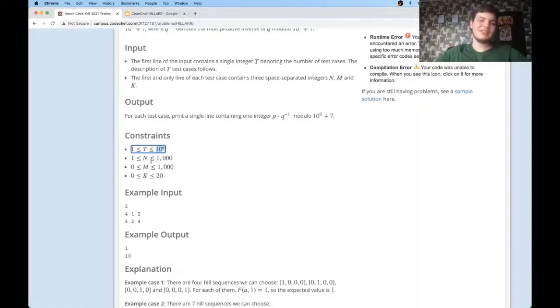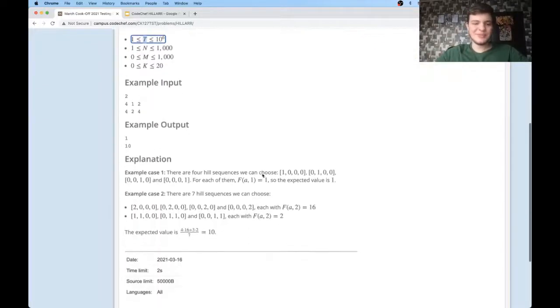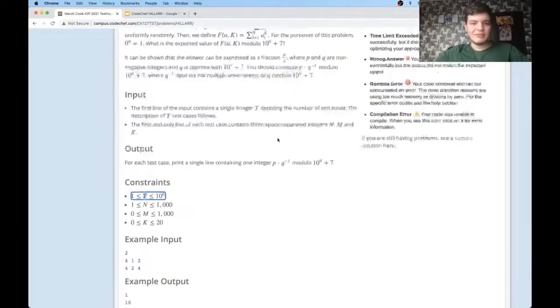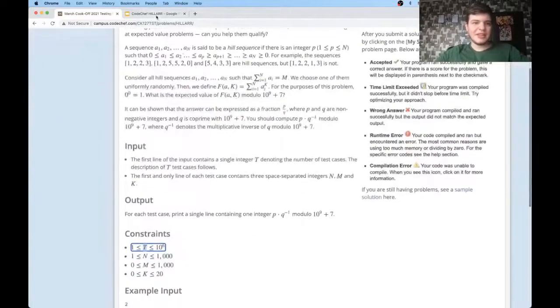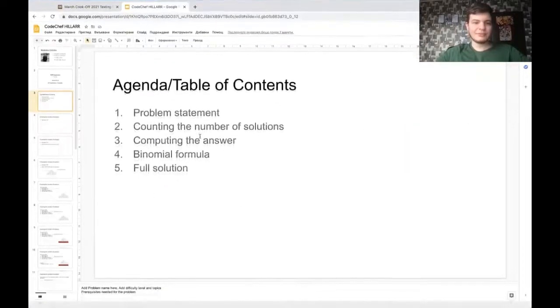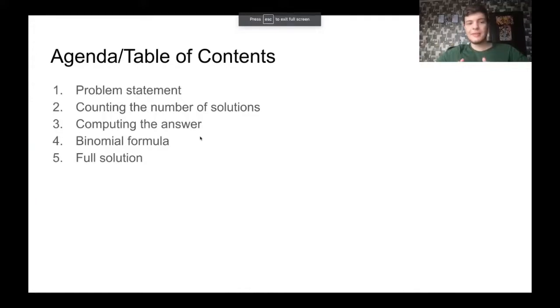So yeah, the fact that we have a lot of tests should suggest that we need to do some pre-compute. So yeah, that's pretty much the problem, and let's get straight to the solution. I'm just going to describe how the steps of the solution would go.